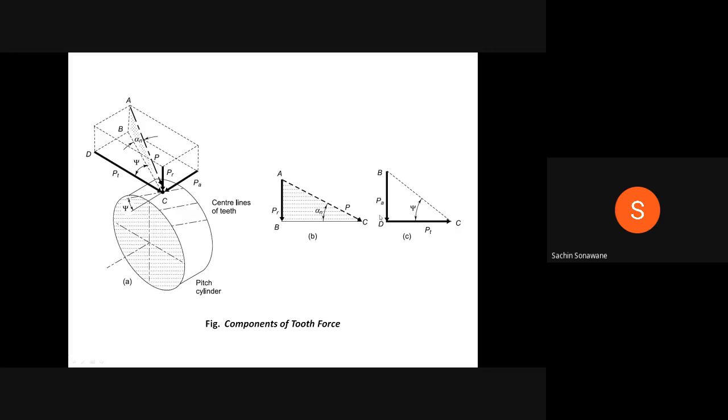Similarly, triangle BDC has been taken from this diagram. DC indicates tangential force Pt, BD indicates axial force Pa, and the angle between DC and BC is equal to psi, that is helix angle.